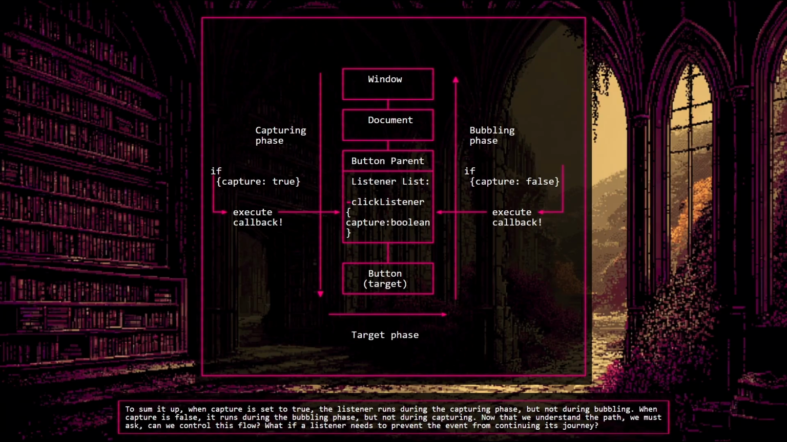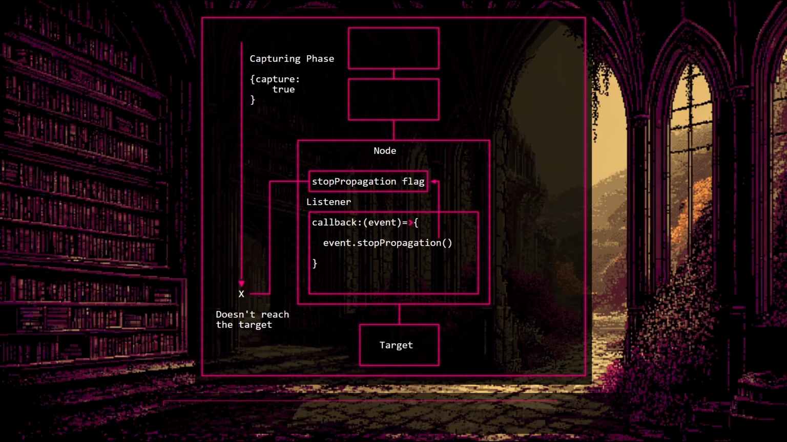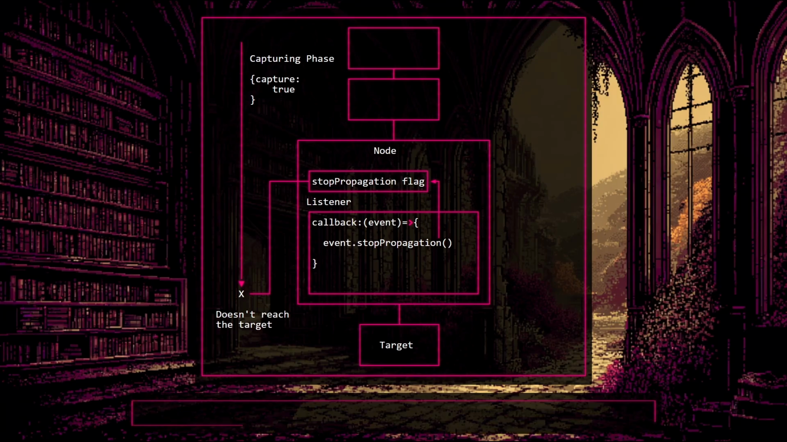Now that we understand the path, we must ask, can we control this flow? What if a listener needs to prevent the event from continuing its journey? This is achieved by calling the stopPropagation method on the event object. When a listener invokes event.stopPropagation, an internal stopPropagation flag is set on the event object. This flag instructs the browser's event dispatch mechanism to halt the event's travel to any further event target objects.